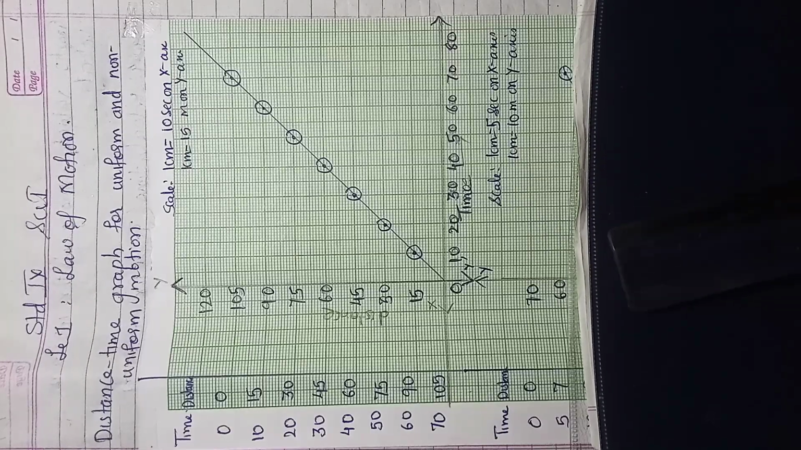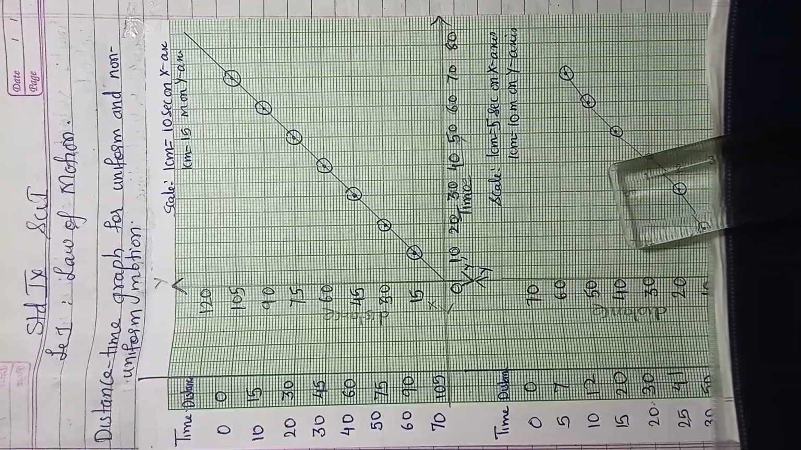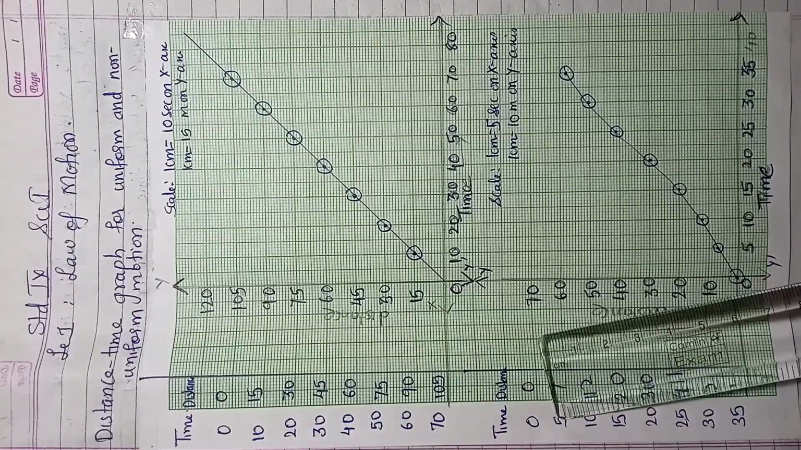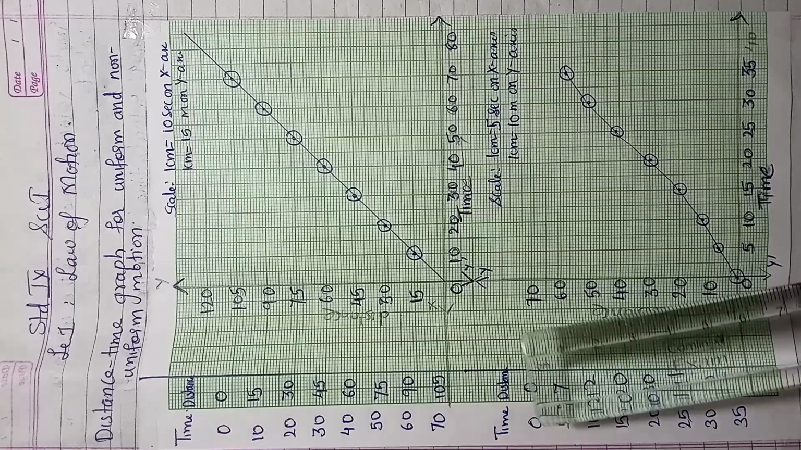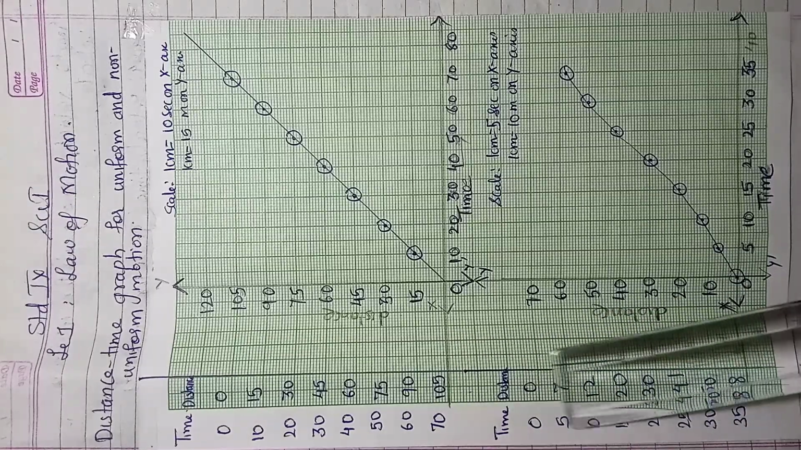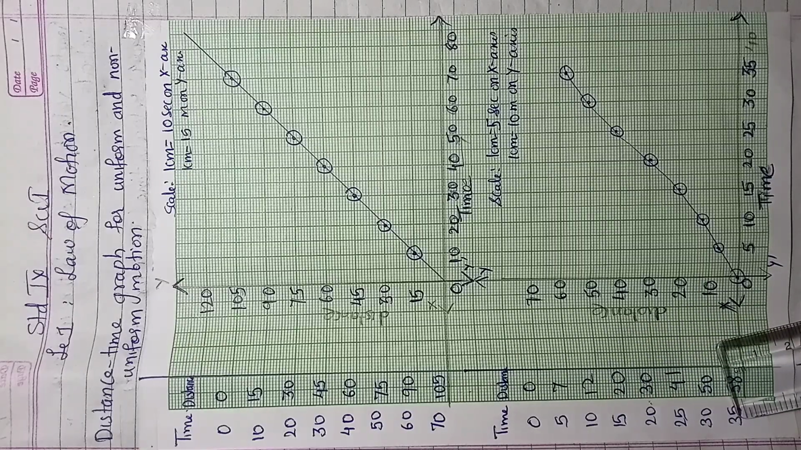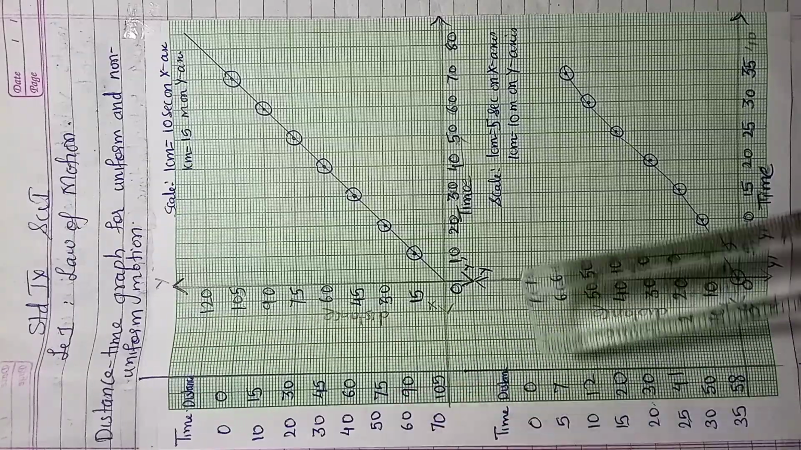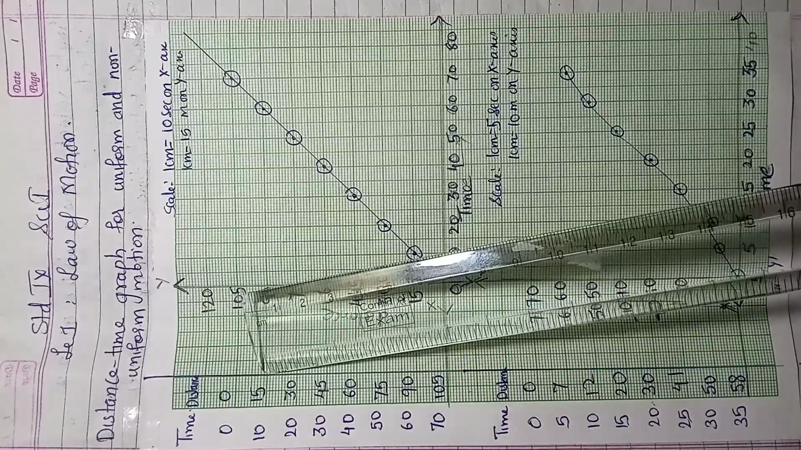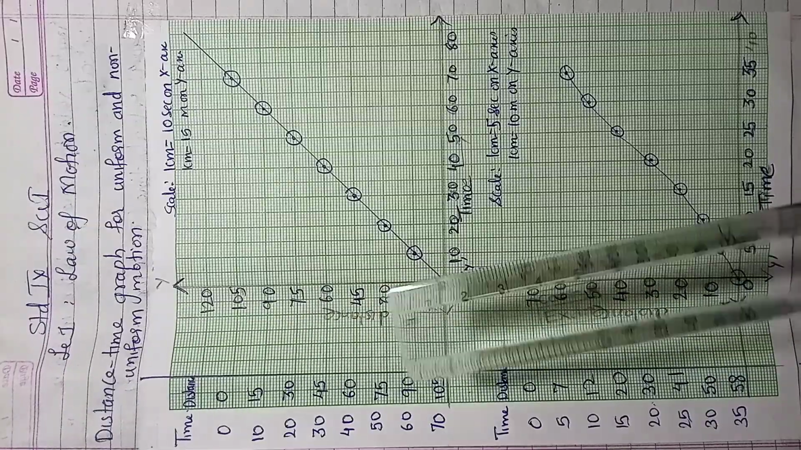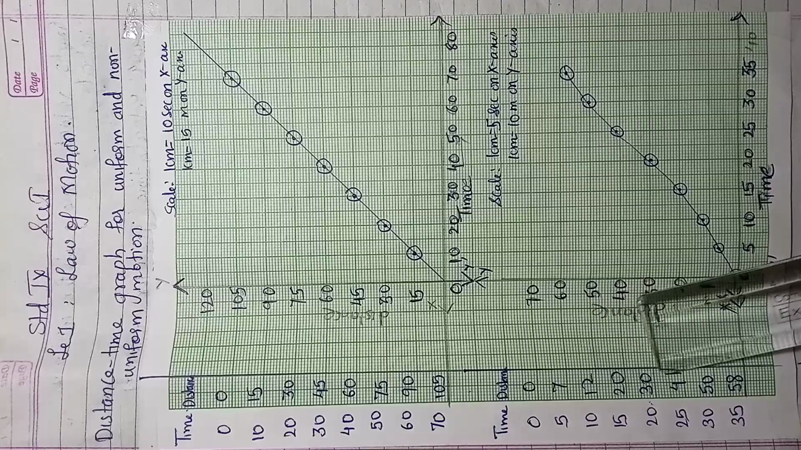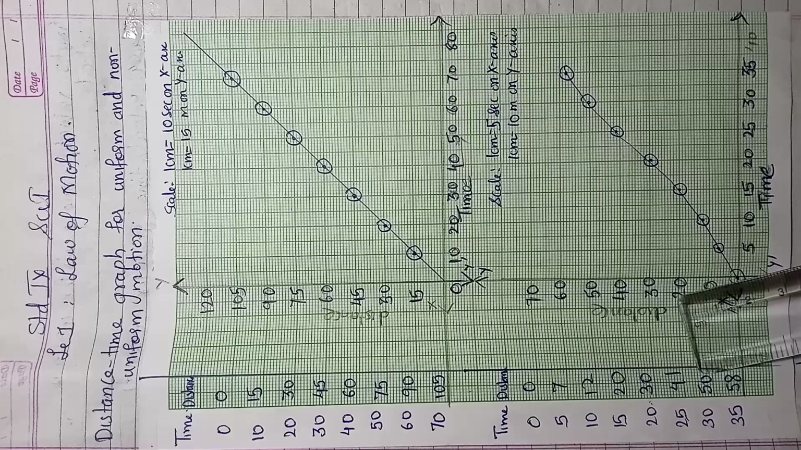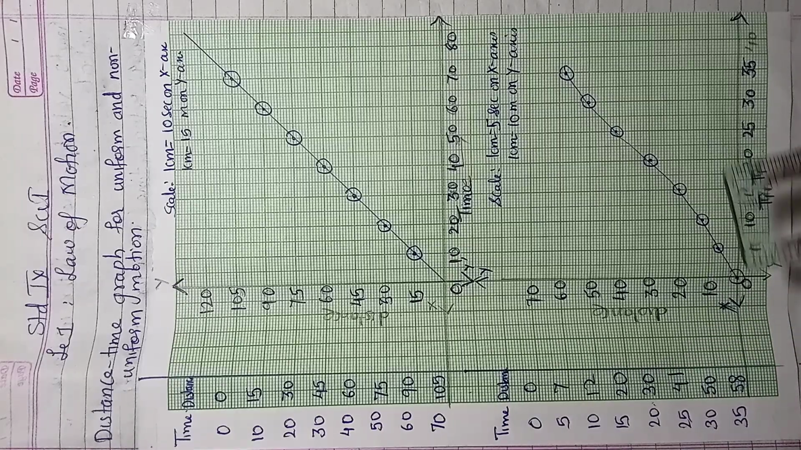Whereas in the other case, time and distance are given here. Here the time difference is the same every time, a difference of 5 seconds. Here also, in the first table, every time the difference is 10 seconds, and the difference of distance is 15 meter every time. Here the difference of distance is not the same. See here 0, 7, 12, 20, 30, 41. And accordingly we have to plot it here.